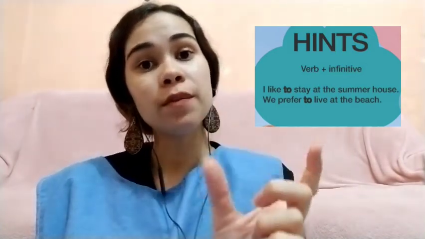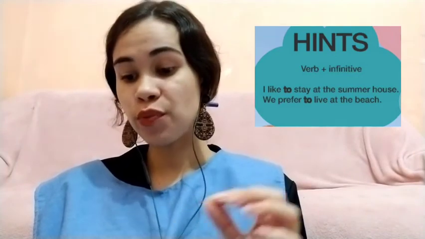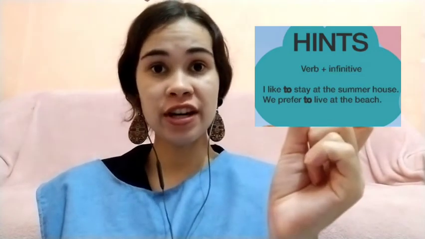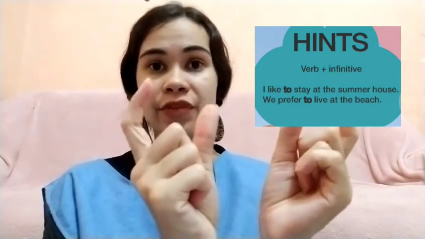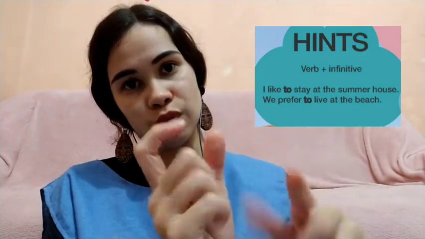So between both verbs, we need to use to, okay? We also have, we prefer to live at the beach. So we also have two verbs, prefer and live. So between these verbs, we're going to use to, okay? We also have at the beach and on the beach, okay? We talked about that before, all right?